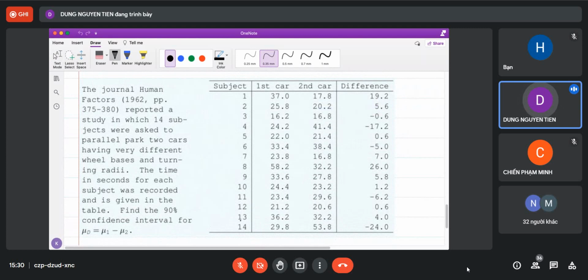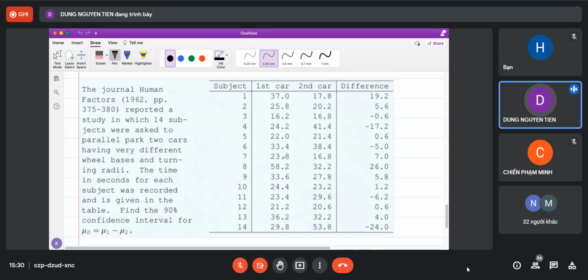All right, so now in this example, there are 14 subjects, right? Only 14 subjects. It means that you have two dependent samples, and you record the time in seconds that each person parks each car. And then you want to find a 95% confidence interval for the difference in means. How can we do it?